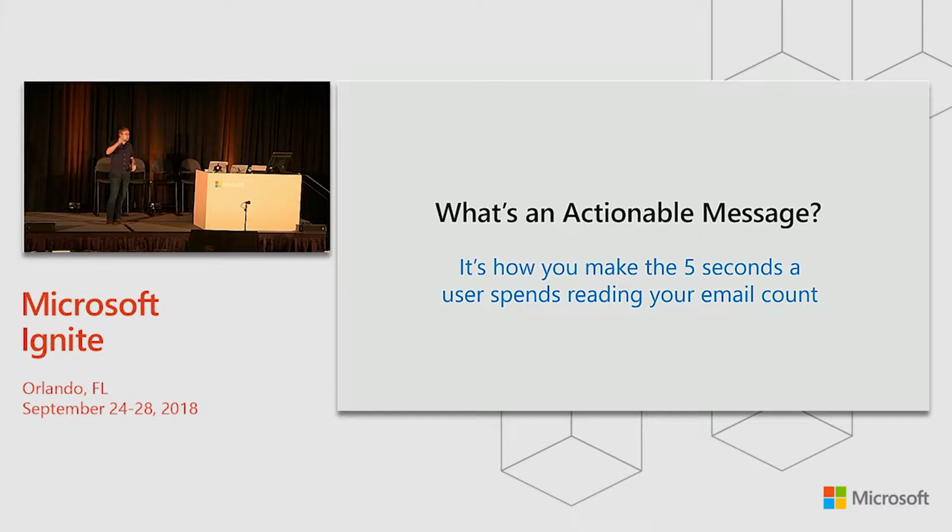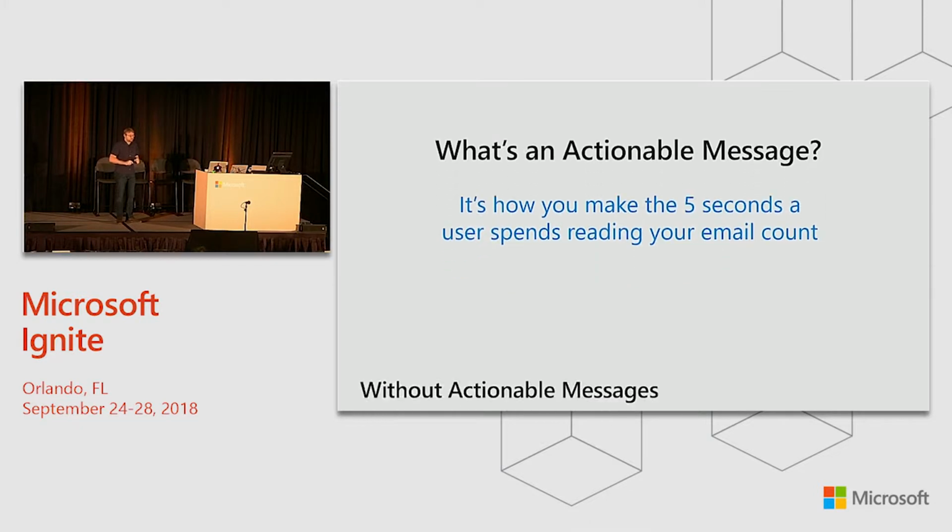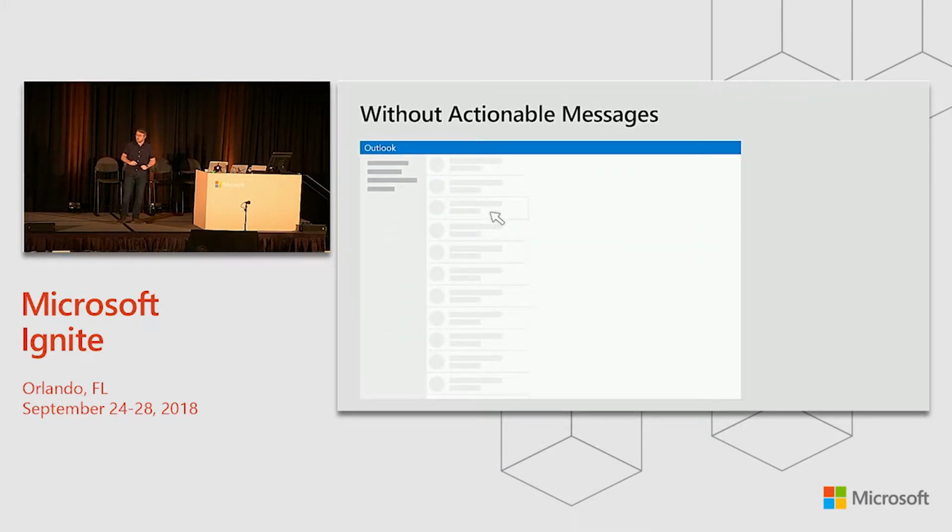Most of the time, we skim through, we read the subject, and if we don't like it or whatnot, we just skip to the next email. So actionable messages are actually a way to make your emails count. So here is the typical example. Here is the scenario that you'd go through without actionable messages.